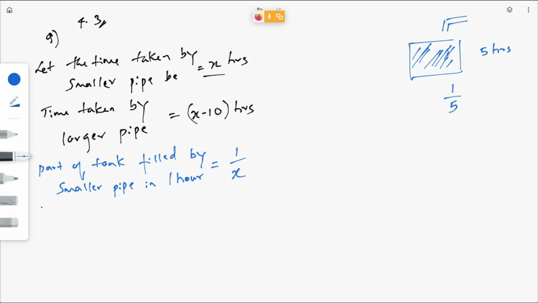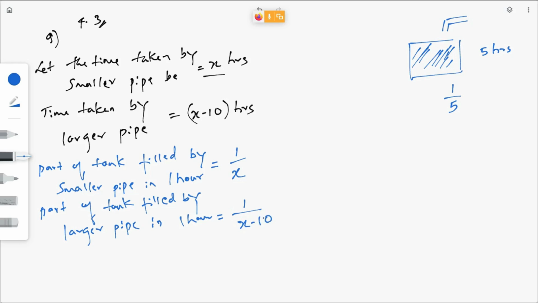Next, part of the tank filled by the larger pipe in 1 hour is equal to how much? Am I audible? Sir, 1 by x minus 10. Yes or no? Because x minus 10 is the total time.